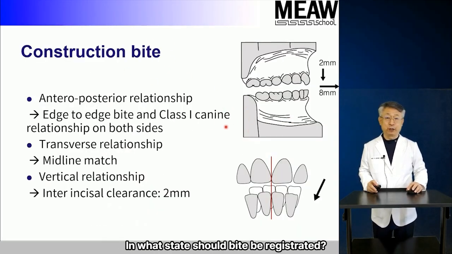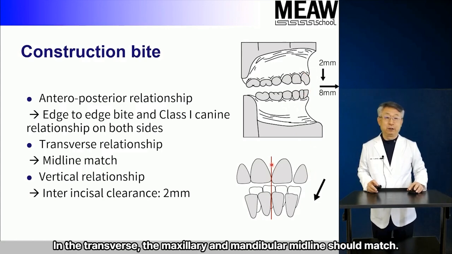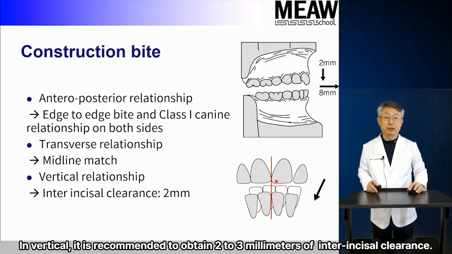In what state should the bite be registered? In antero-posterior relationship, class 1 canine relationship and edge-to-edge bite are good. In the transverse, the maxillary and mandibular midline should match. In vertical, it is recommended to obtain 2 to 3 millimeters of interincisal clearance.